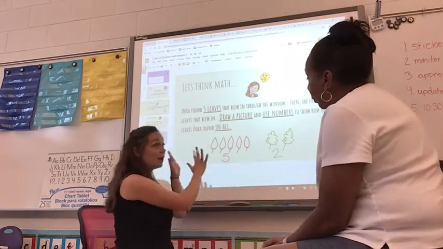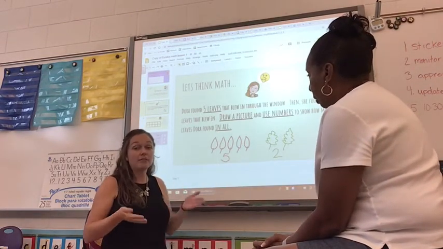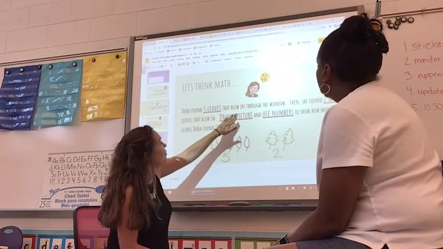Okay, so let's check with the story and see if we've done everything we had to do. I'm going to go back and reread. I have to check my work as a mathematician. So Dora found 5 leaves that blew in through the window.